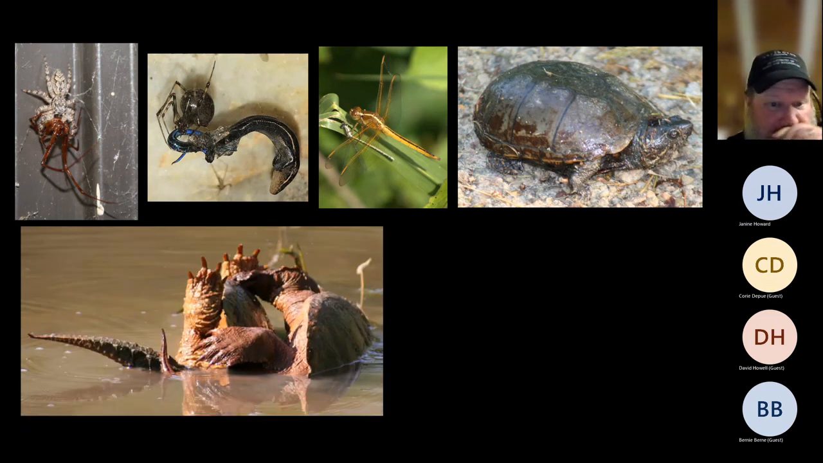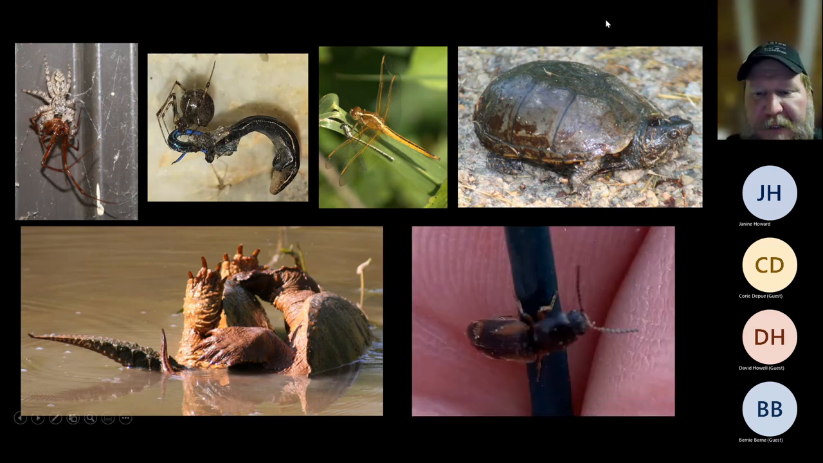I wouldn't have noticed these snapping turtles mating if I hadn't been out and about looking for things to report. And I certainly would have missed this tiny little click beetle. Those pink things behind it are actually my fingers, and those are the dermal ridges on my fingers. So you can see just how tiny this little beetle is.